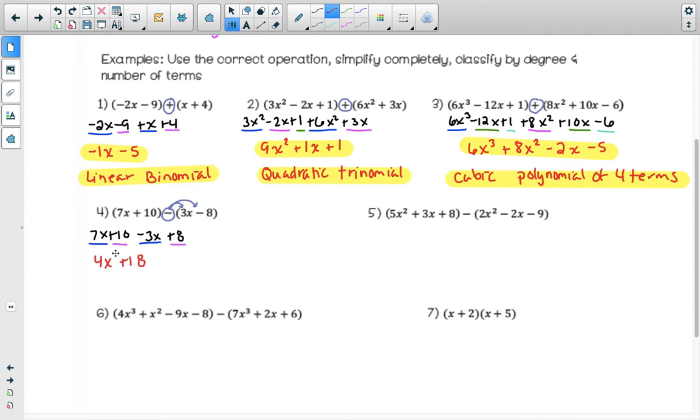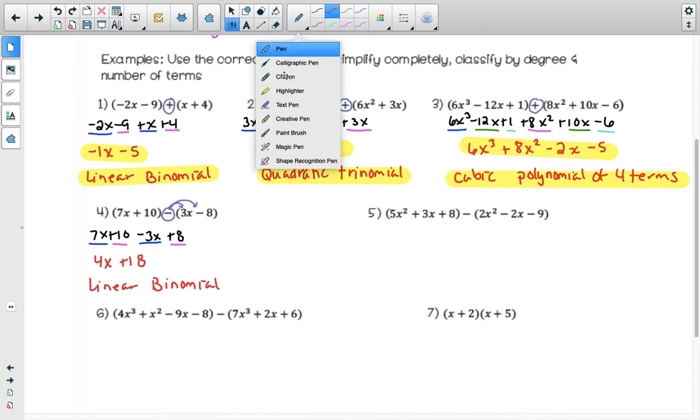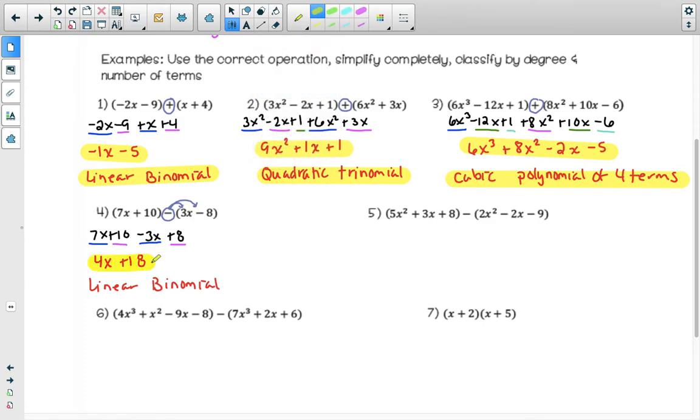It's in standard form. Our largest exponent is a 1, which tells us that this is a linear. And there are 1, 2 terms, so this is a linear binomial. So our final answer is 4x plus 18, which is a linear binomial.